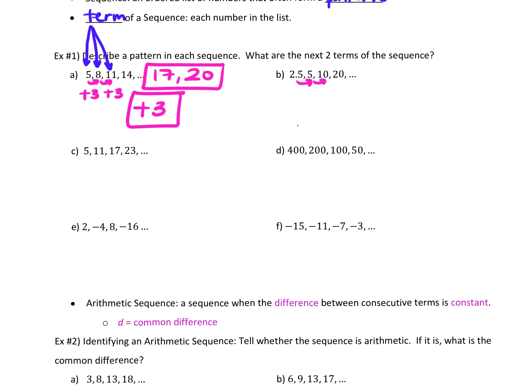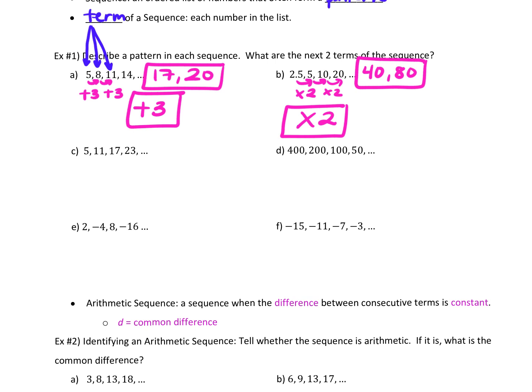Okay, look at the next one. 2.5 to 5 to 10 to 20. You are multiplying each one of those by 2. So times 2 is your pattern. And what are your next two terms? 40 and 80. Okay? So the idea is figure out what you're doing.